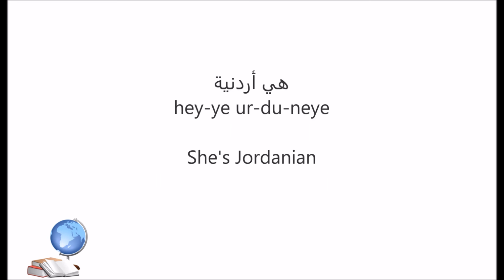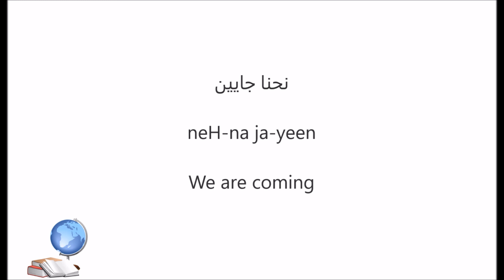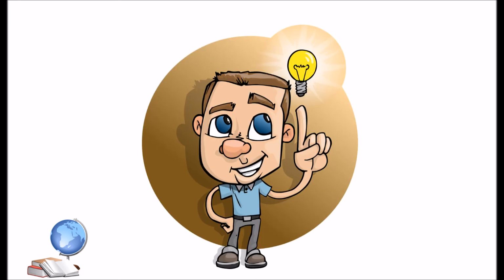هي أردنية. She's Jordanian. هو هون. He is here. نحن جايين. We are coming. So with all of these phrases, the verb to be is always implied within the subject pronoun.